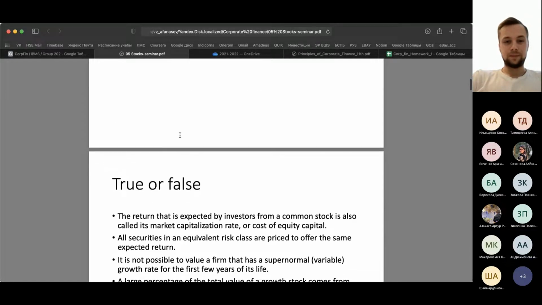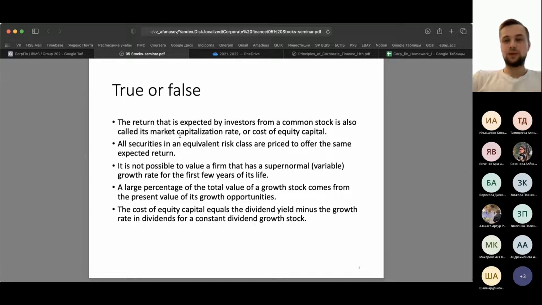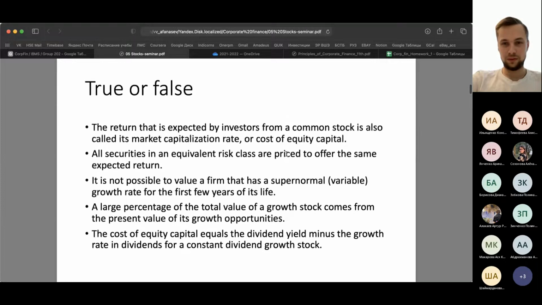Okay, well, let's move on. Today we are starting not with calculations, but with some thinking about how stocks work, and so on. So we have a true or false exercise here. I won't read all the statements. You can read them yourself and then write in the chat what you think, whether they are true or false, and then let's discuss, so as not to waste time on reading. Can you see it well? Okay, take a couple of minutes to do it.